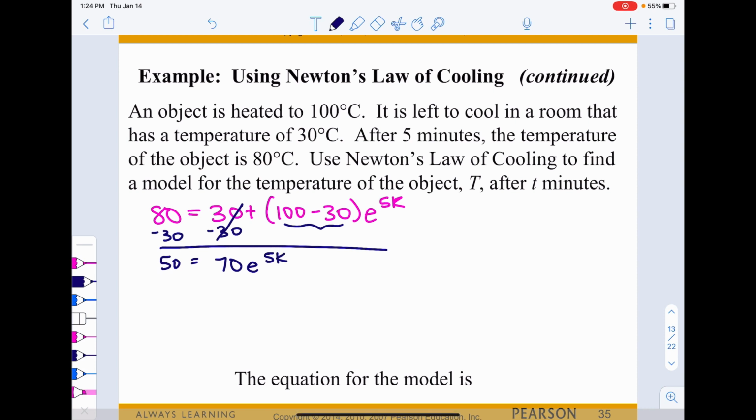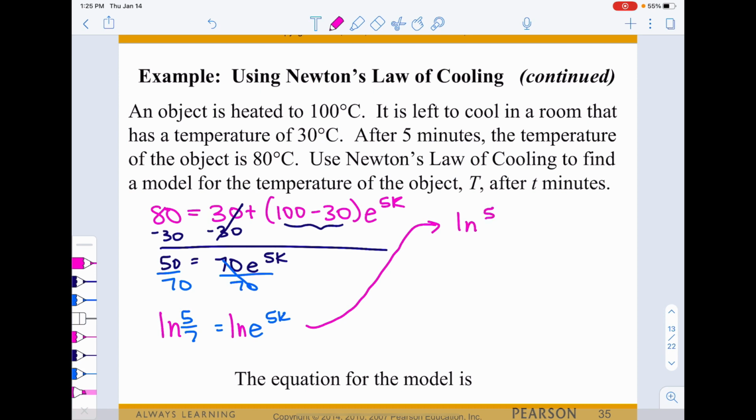And then we're trying to get the k all by itself. So that means we're going to divide by 70 on both sides. 50 over 70, I'm just going to call that 5/7 because that would be simplified. We have e to the 5k. Well, in order to solve for an exponent, we need to take the natural log of each side. So ln, natural log of each side. That gives us ln of 5/7 equals, well, the ln of e cancels that piece out, leaving just 5k. And then we can divide by 5 to get the k all by itself.